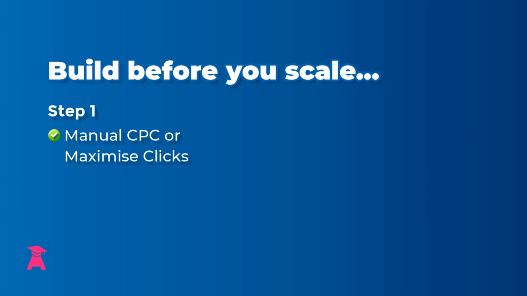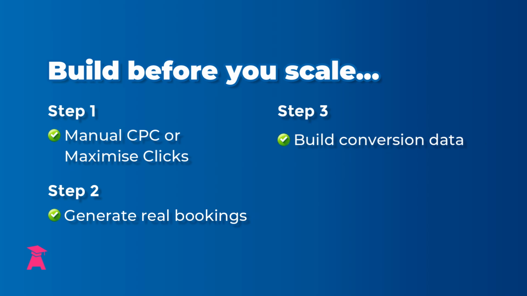So here's what to do instead. When you launch a new campaign, start with manual CPC bidding or maximize clicks. Focus entirely on getting your first bookings. Even if the cost per lead feels high initially, you're feeding Google real data, and that data is what's going to make everything else work. Once you hit 30 conversions in a month, then switch from max clicks bidding to smart bidding strategy like target CPA or maximize conversions.